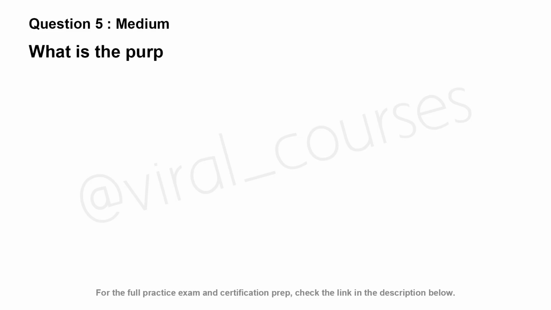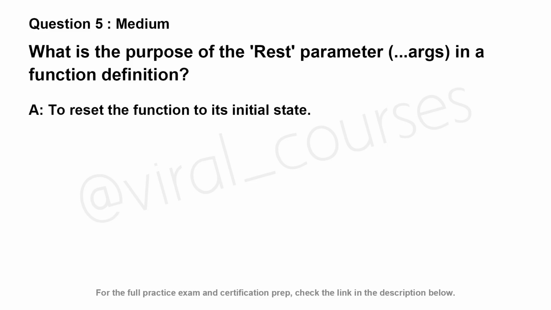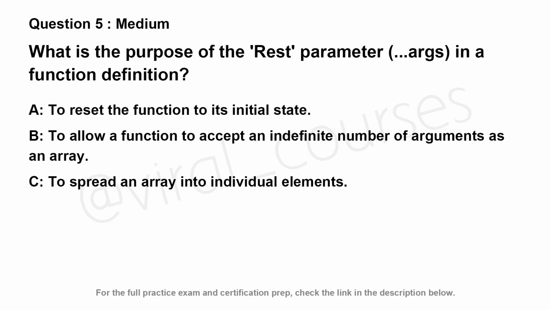What is the purpose of the rest parameter, ...args, in a function definition? Option A. To reset the function to its initial state. Option B. To allow a function to accept an indefinite number of arguments as an array. Option C. To spread an array into individual elements. Option D. To define a default value for a parameter.